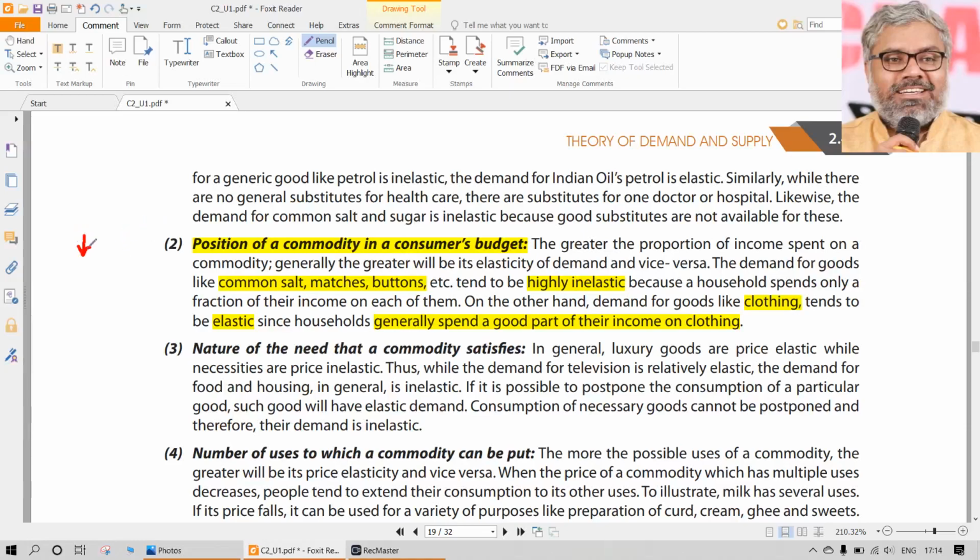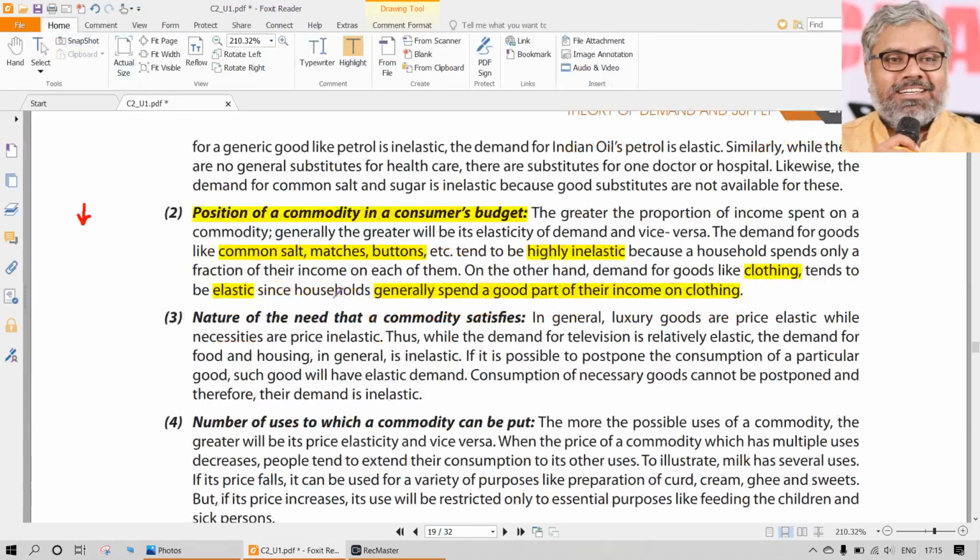So that is how, when the interest rates are decreased, the demand for housing also will increase. Why? Once again, the reason is this only: the position of that commodity. What is that commodity there? House. And another commodity is like clothing. So definitely, as a position of that commodity, if it is higher in the consumer's budget, the price elasticity also will be high. If it is lower in the consumer's budget, price elasticity also will be low. That is the second determinant of price elasticity of demand, we can say.